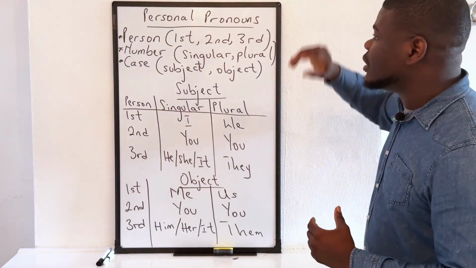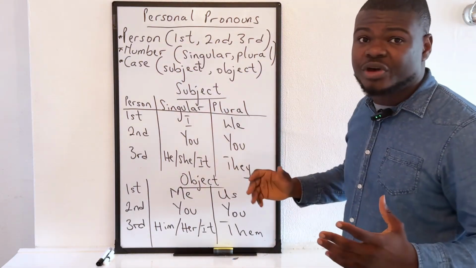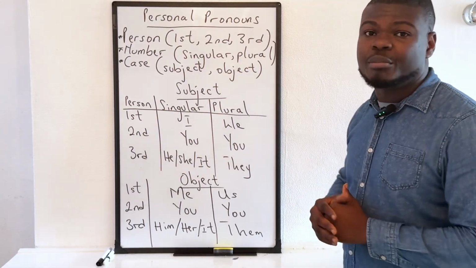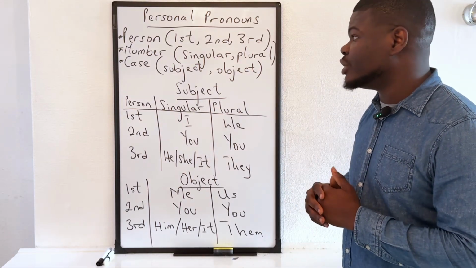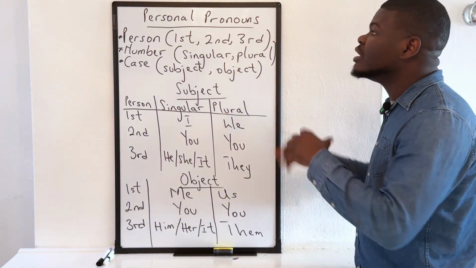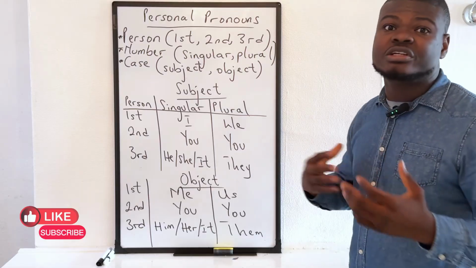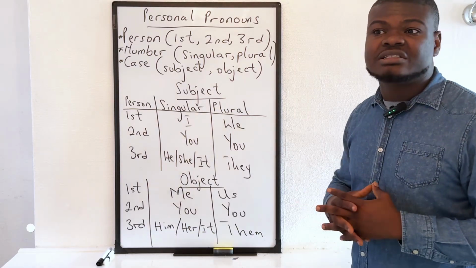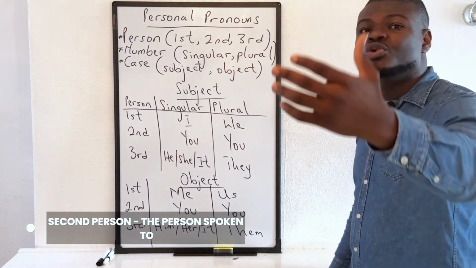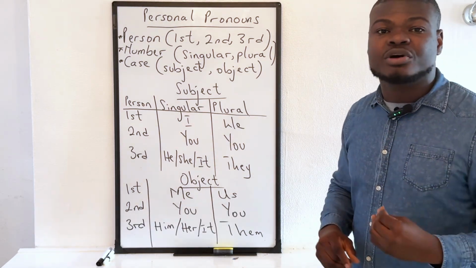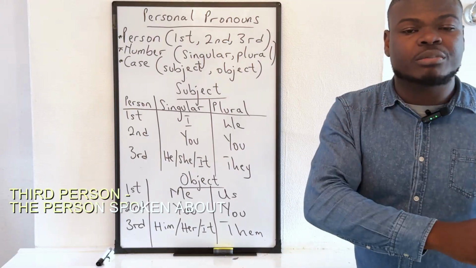As regards this topic, I'll be talking about three things: person, number, and case. So when we refer to person in English, we mean, is it the first person? First person is usually the speaker. Or is it the second person? Second person is usually the person you are speaking to. And third person is the person you are talking about.